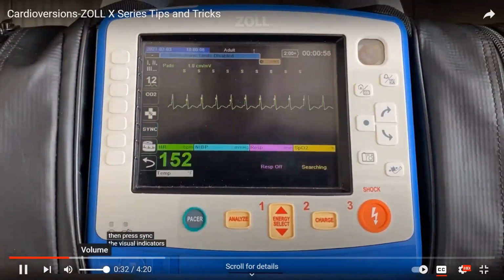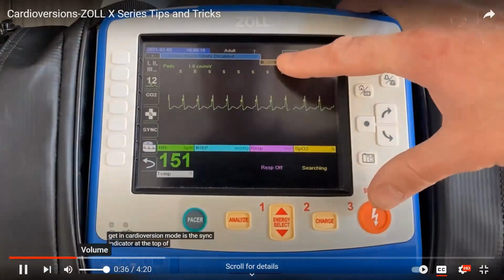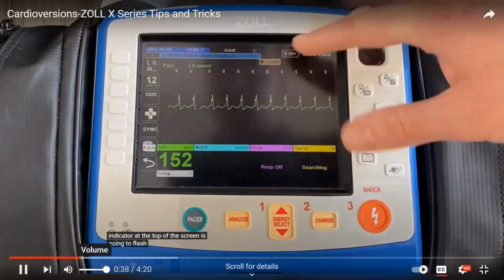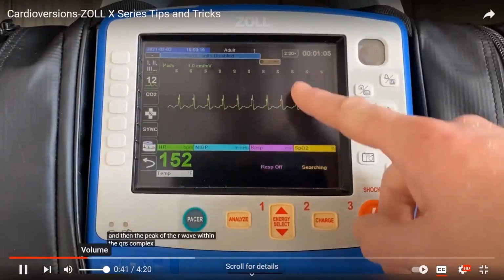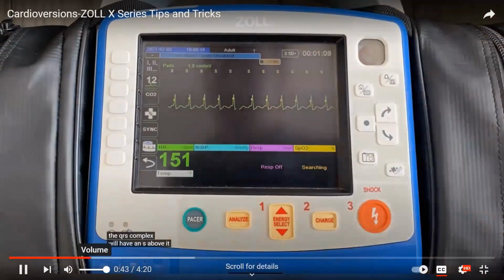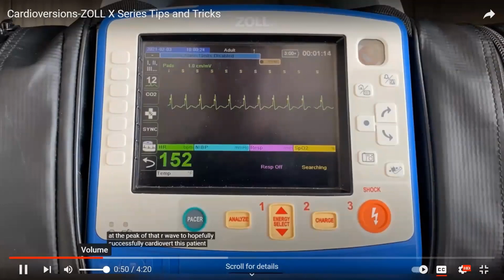The visual indicators you're going to get in cardioversion mode is the sync indicator at the top of the screen is going to flash. And then the peak of the R wave within the QRS complex will have an S above it. That's going to help the device deliver the energy at the peak of that R wave to hopefully successfully cardiovert this patient.